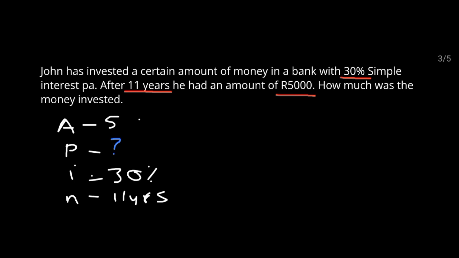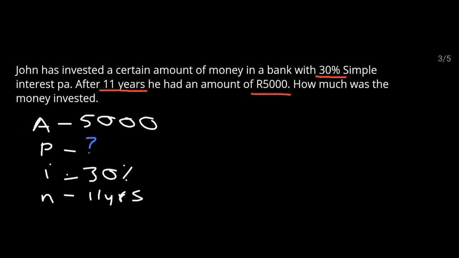And then he had an amount of 5,000. Many people usually think the money they give us is P. Guys, read the statement carefully. In finance, you must read the English. You must read your statement carefully. After 11 years, he had an amount of 5,000. That's the accumulated amount. That is why A is not P. So you must read your statement very carefully.